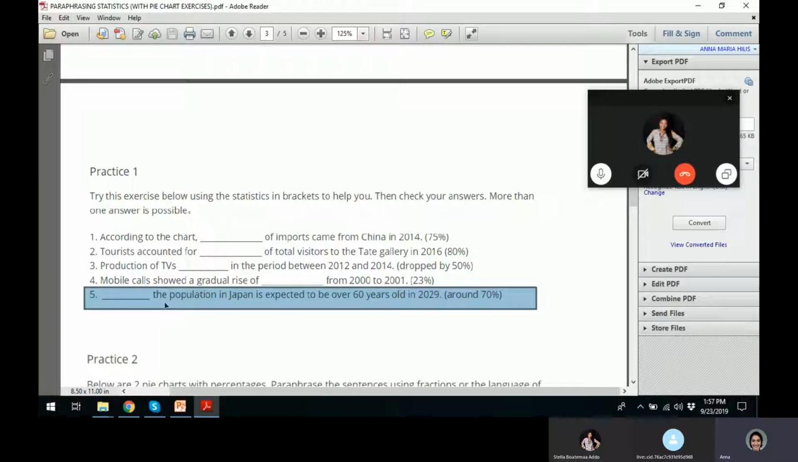Around 70% of the population in Japan is expected to be over 60 years old in 2029. Okay, so I would say a large proportion, a large number of the population in Japan is expected to be over 60 years old in 2029. A large number, okay. All right, 7 out of 10 of the population. Very good.